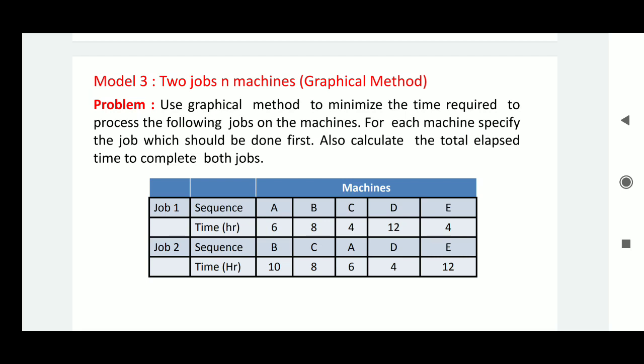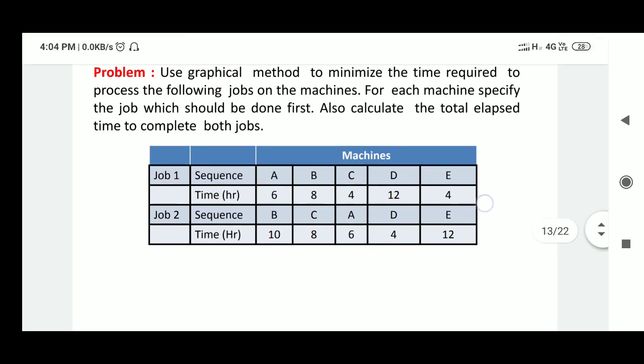is given, and here we have to find on which machine which job will be processed first. This sequence we have to find, and we have to find out the total processing time needed to do these two jobs. Okay, so let's see how we can solve the problem.